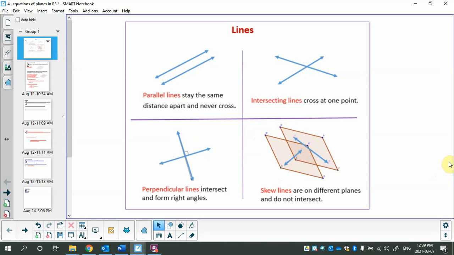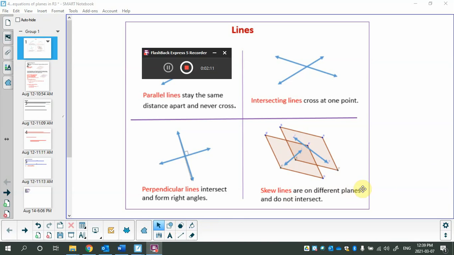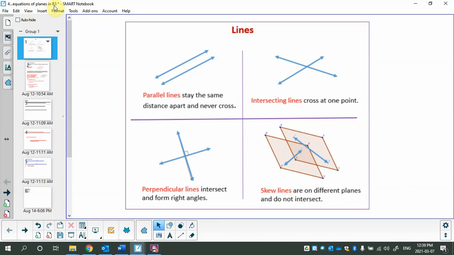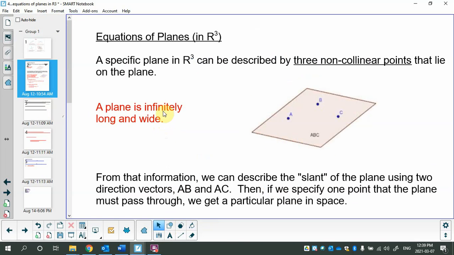So the next thing we look at in this course is equations of planes in R3. So we've done equations of lines in R2. Then we've extended upon that by doing equations of lines in R3. Now we're going to do equations of planes in R3. And you can't do planes in R2.